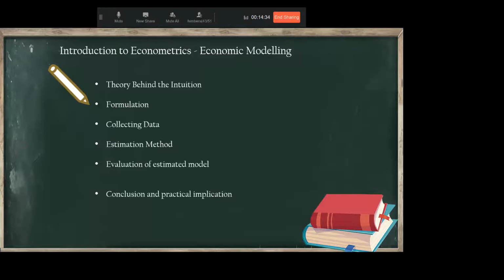The second thing is formulation. You got the theory, now you have to give an equation form to your theory. For example, you say that if I don't have money, I will live a poor life. So your poverty depends on the money. Let me show you.